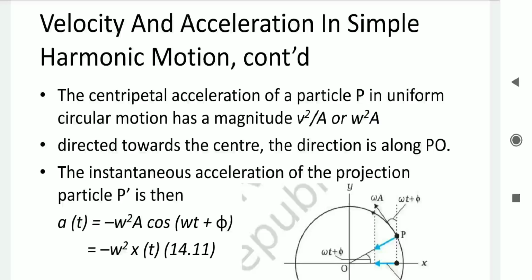plus phi. Here again the negative sign defines that particle is moving away from positive x-axis in the opposite direction. So a of t is minus omega square a cos omega t plus phi. And we know a cos omega t plus phi is displacement. So that would be equal to minus omega square x of t.